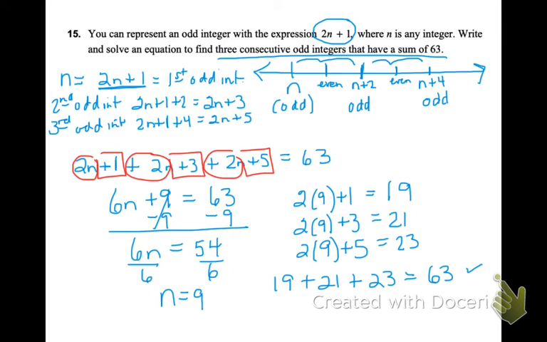So our answers are, find 3 consecutive odd integers that have this sum. Here they are, 19, 21, and 23. Okay, so that one I know was a little bit tricky. If you need to, maybe rewatch it 1 or 2 more times.